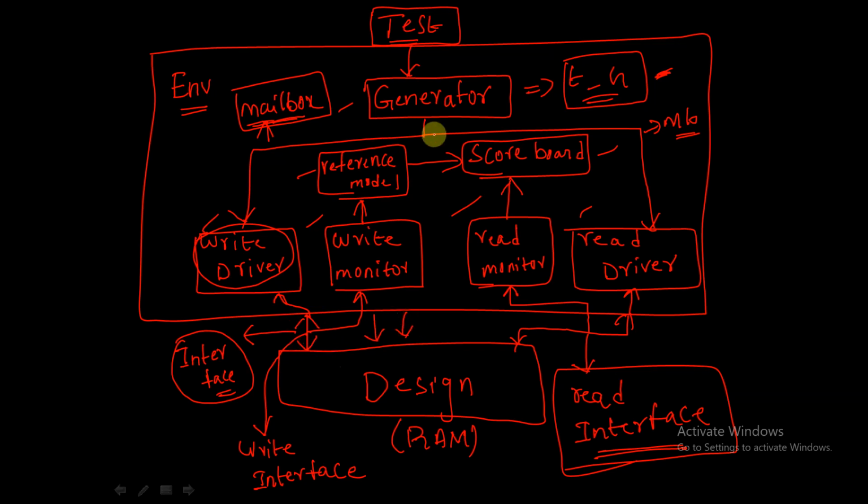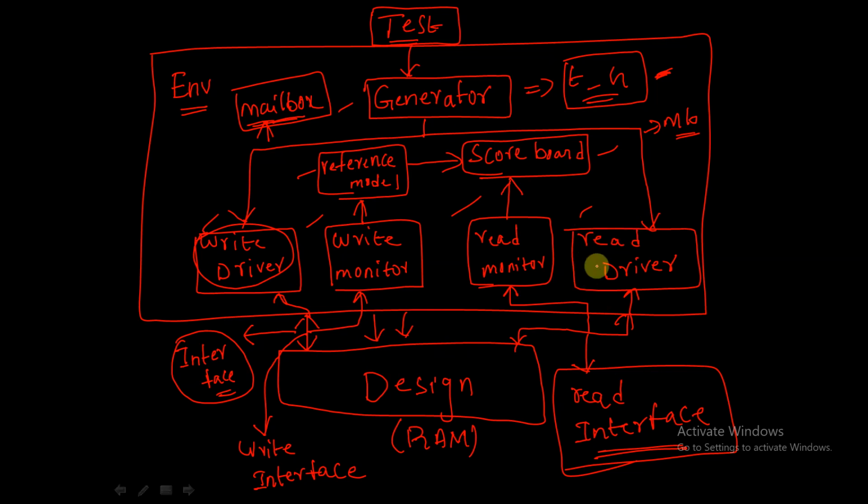So the generator is passing all the variables as an object t_h, and this object is being opened by our driver, which accesses them one by one and gives them to the design one by one. All the write enable, write data, write address, the write driver is going to give to our design. Similarly, the read driver is going to do the same thing.